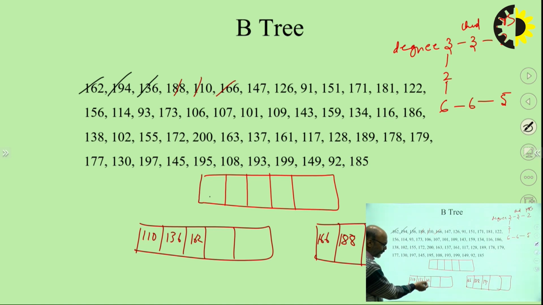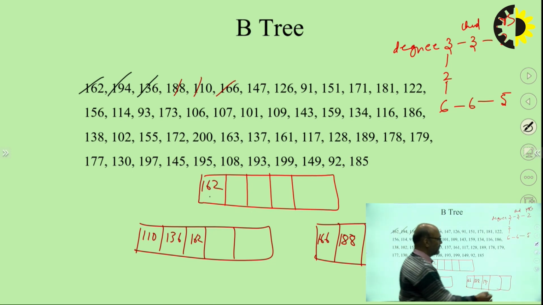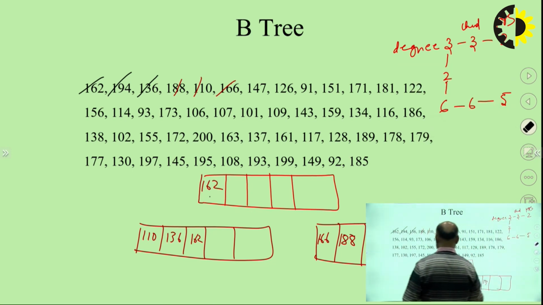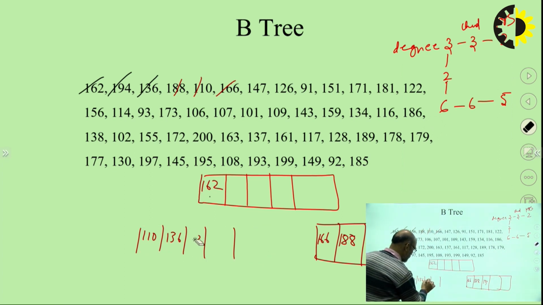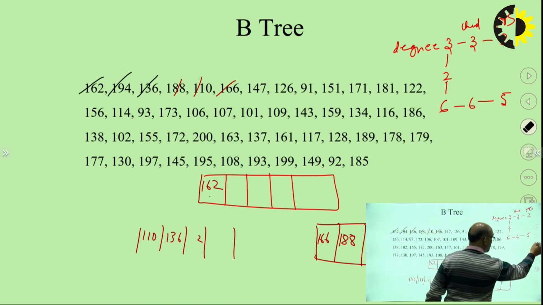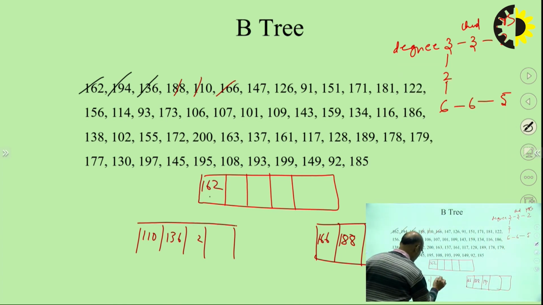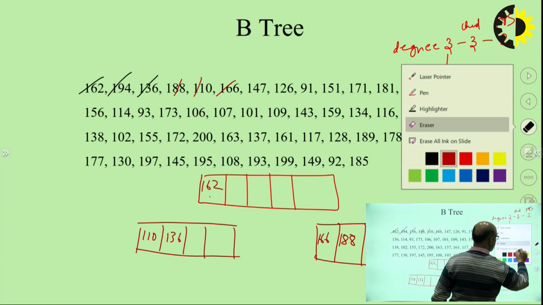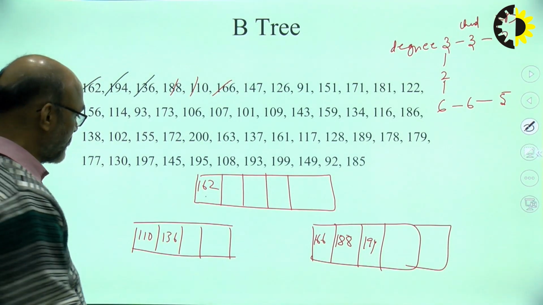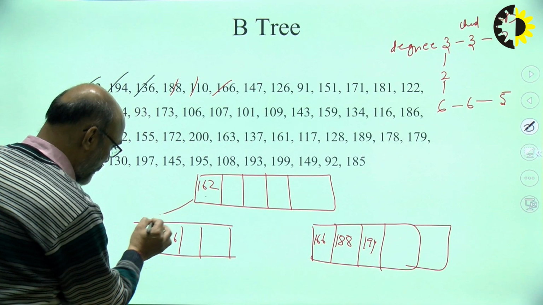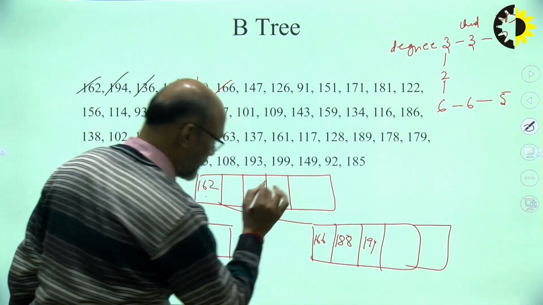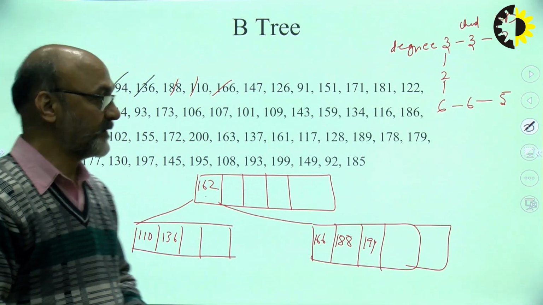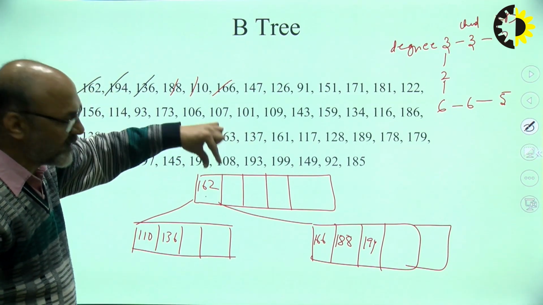Now, usually I promote the rightmost key of left node. So, 162 will come here. And this key value will disappear. 162 is here in this node. There is a pointer from here to here and there is a pointer from here to here. I am just recalling the previous. In this node, there is a single key value.